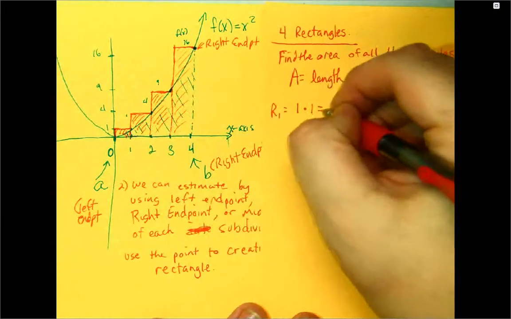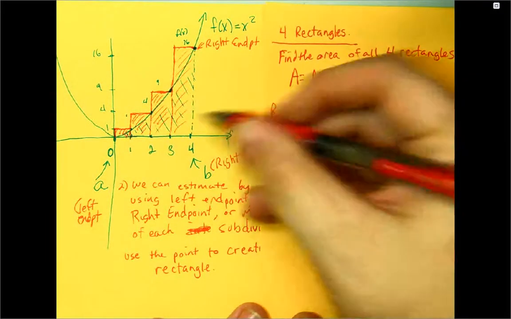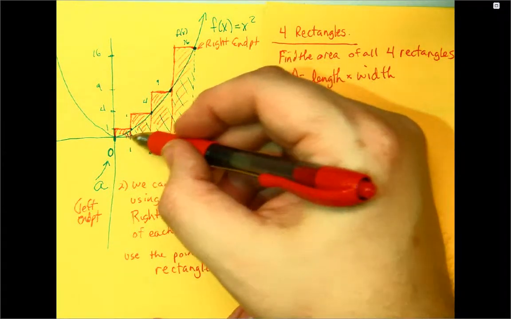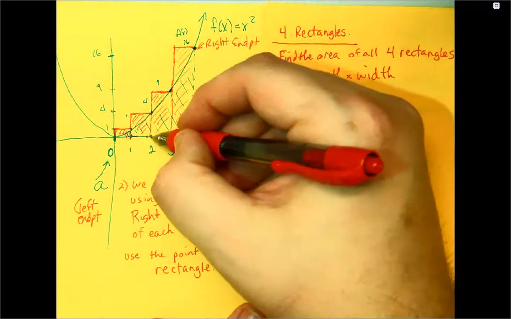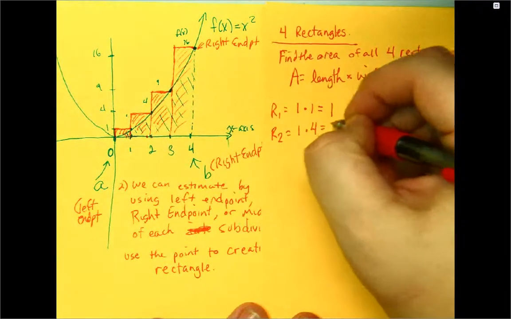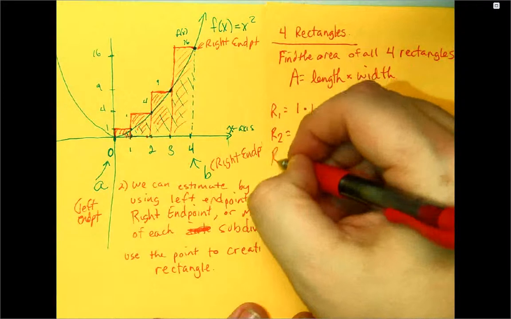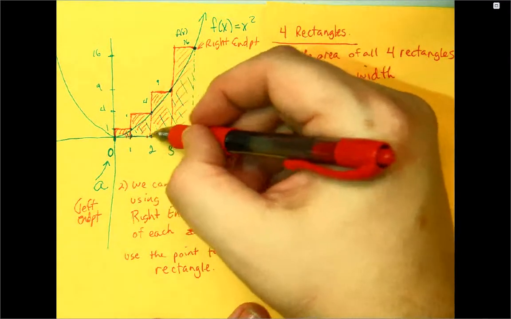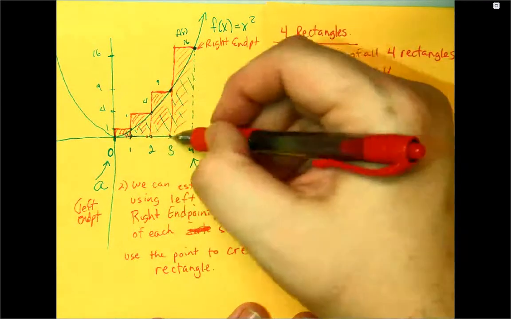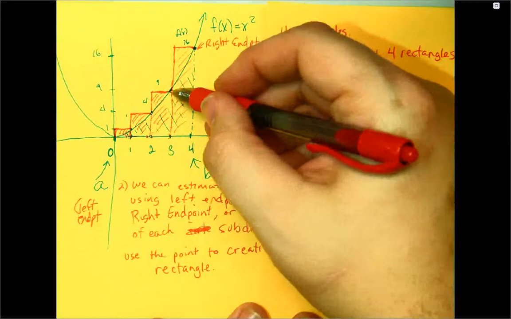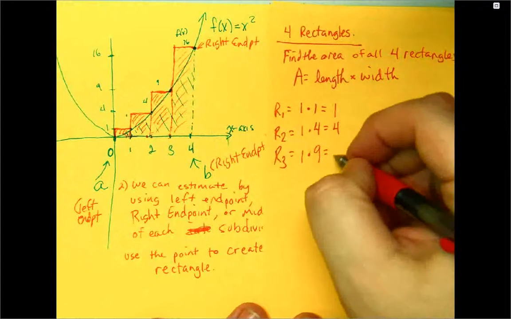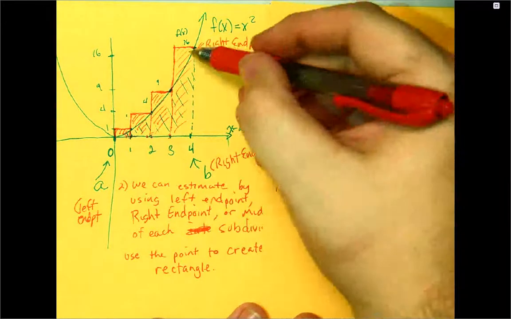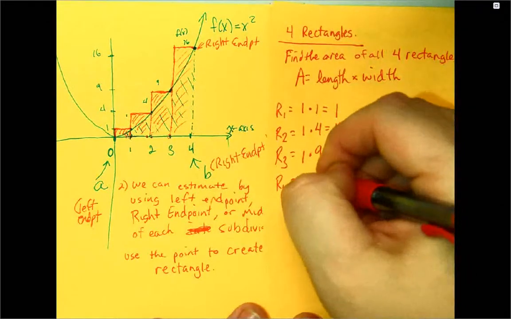What's the second rectangle? What's the length? It goes from 1 to 2, which is 1. The height is 4, so this is going to be a 4. Now the third rectangle, what's the width? 1. That's a 9. And the fourth rectangle in this case, what's the width? And then 16 is the height, so that's 16.